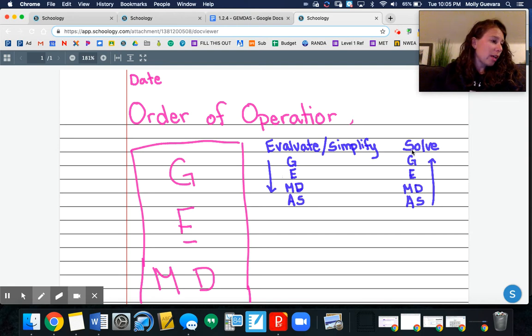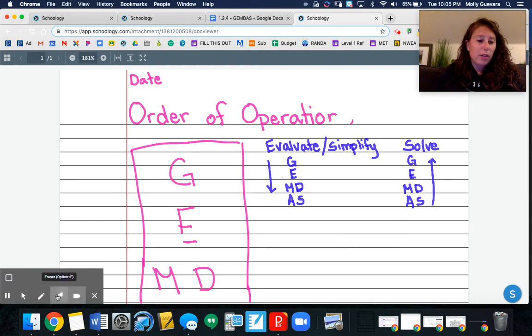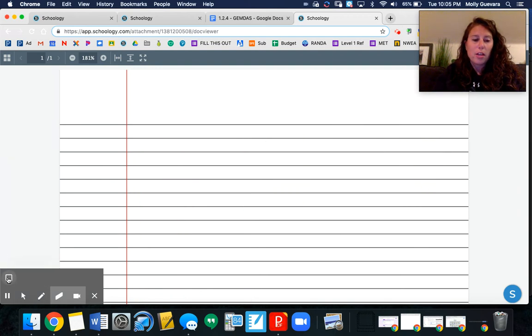And so I'm going to do one example of each here so that we can see what I mean by that. So I'm going to go ahead and clear the page. I'm still going to be working along the right-hand side of our page. I'm just running out of room. So let's look at the first example.